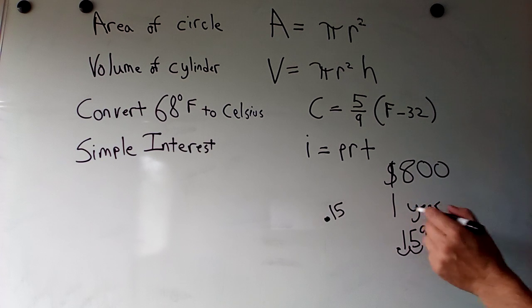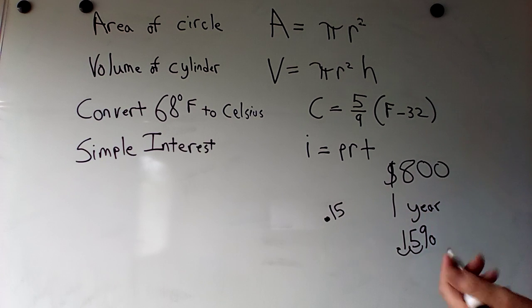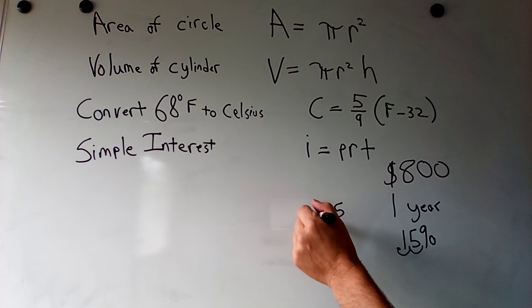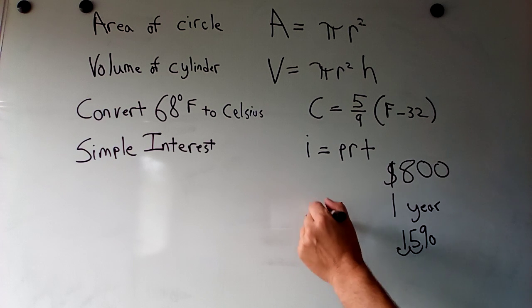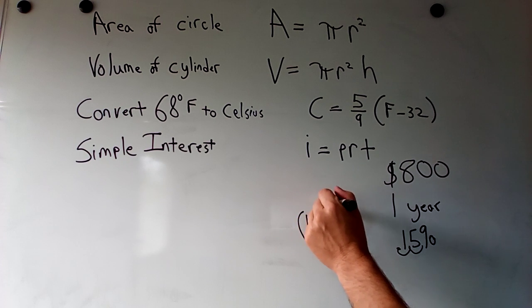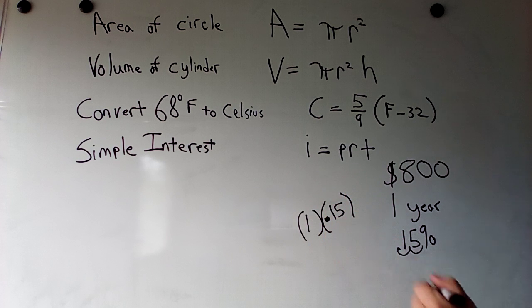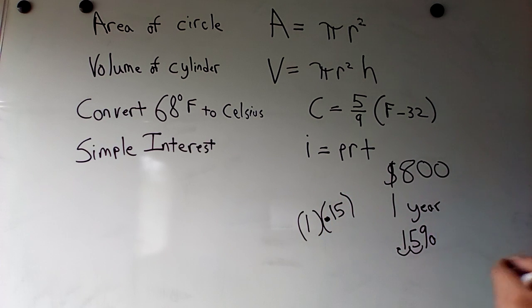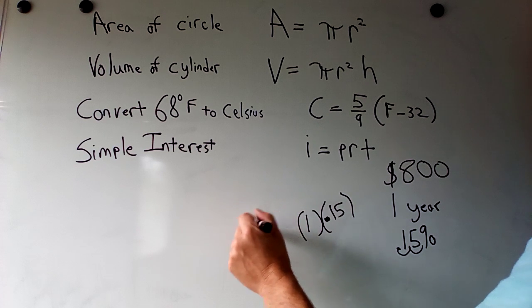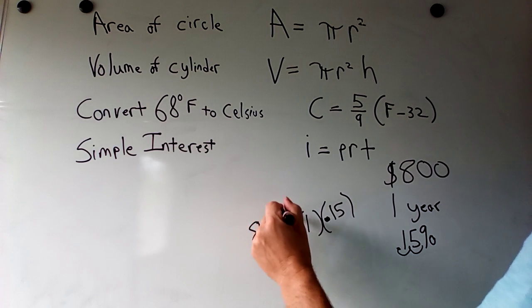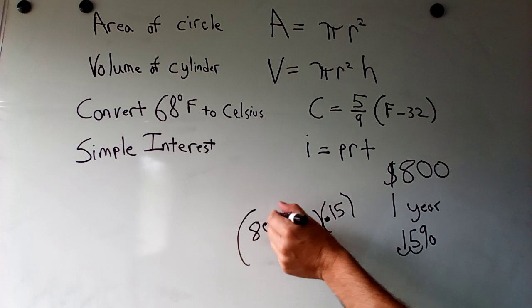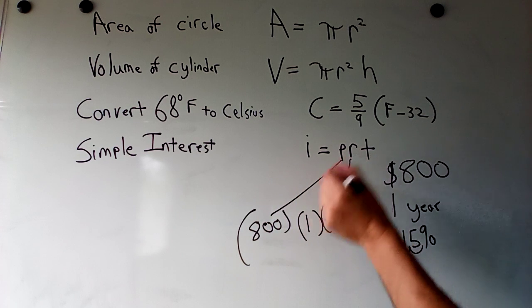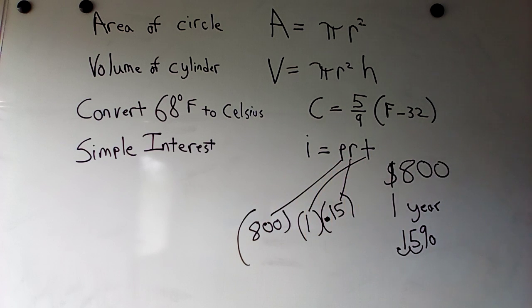You're going to do it for 1 year, or it may say 12 months, but you convert that to 1 year, so you would put a 1 for that. Your 15 there, and then your principal is the amount of the original item that you're purchasing, your computer, so 800. So there's your principal, this is your rate, and there's your time for 1 year.